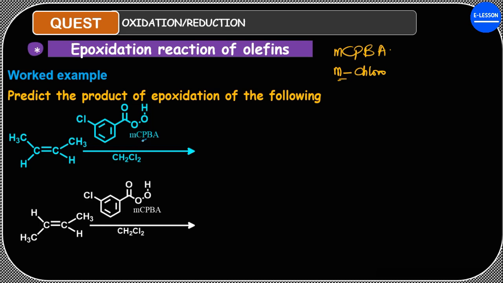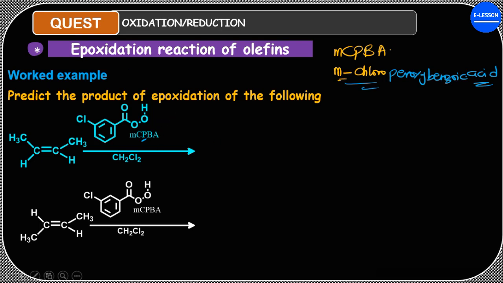Meta chloro. Then P means what? Peroxy benzoic acid. Metachloroperoxybenzoic acid, or you can also call it m-chloroperoxybenzoic acid, right? Now this is an epoxidation agent or epoxidizing reagent.